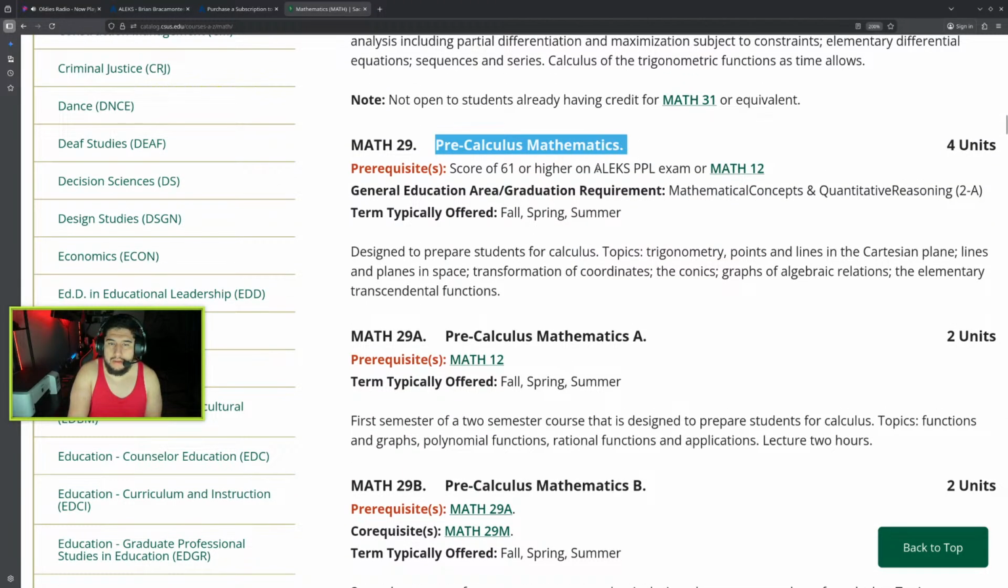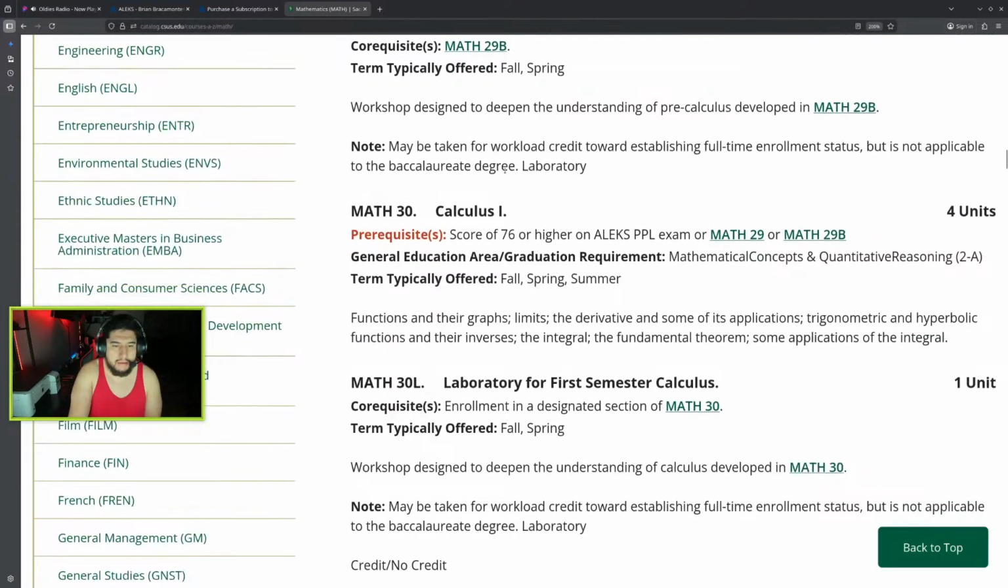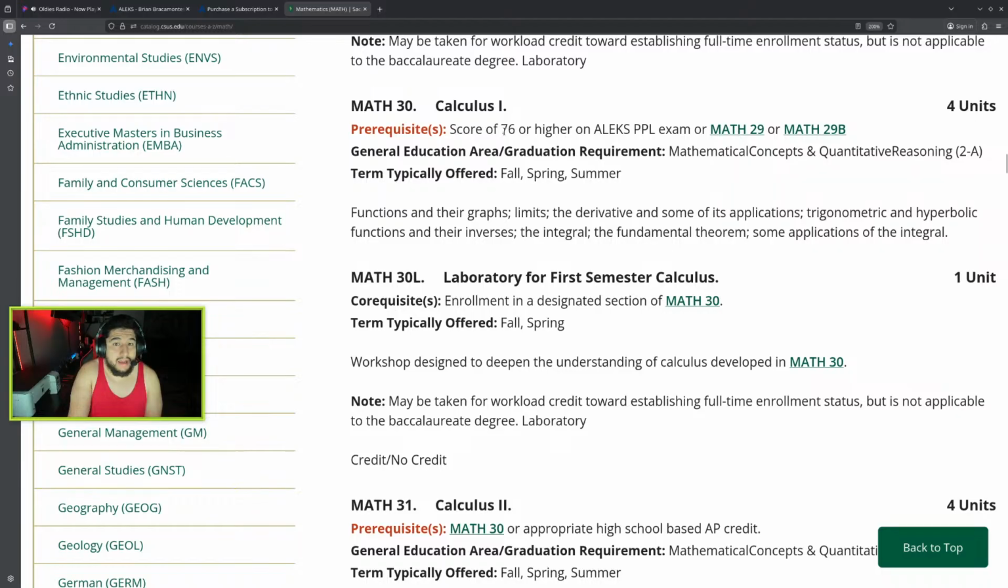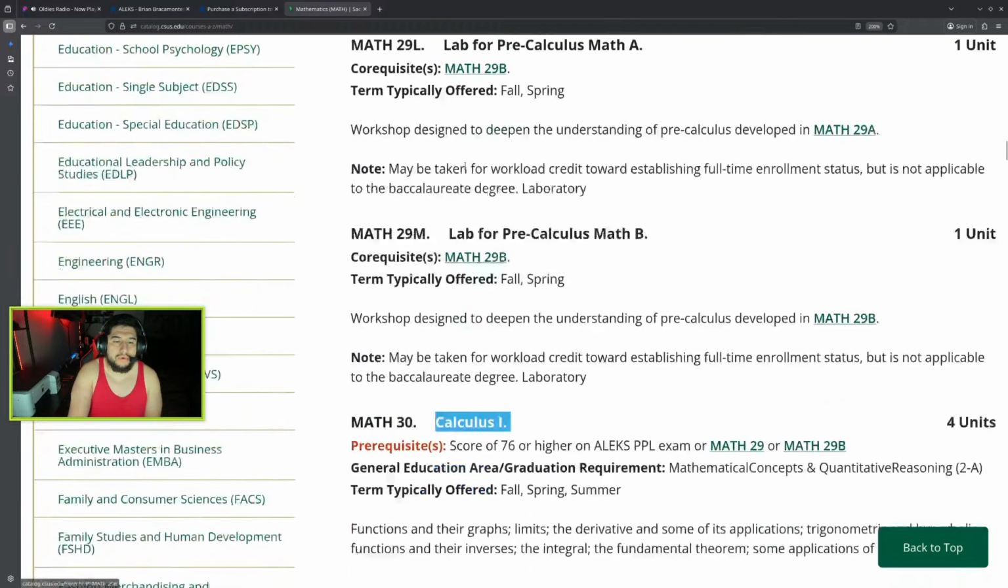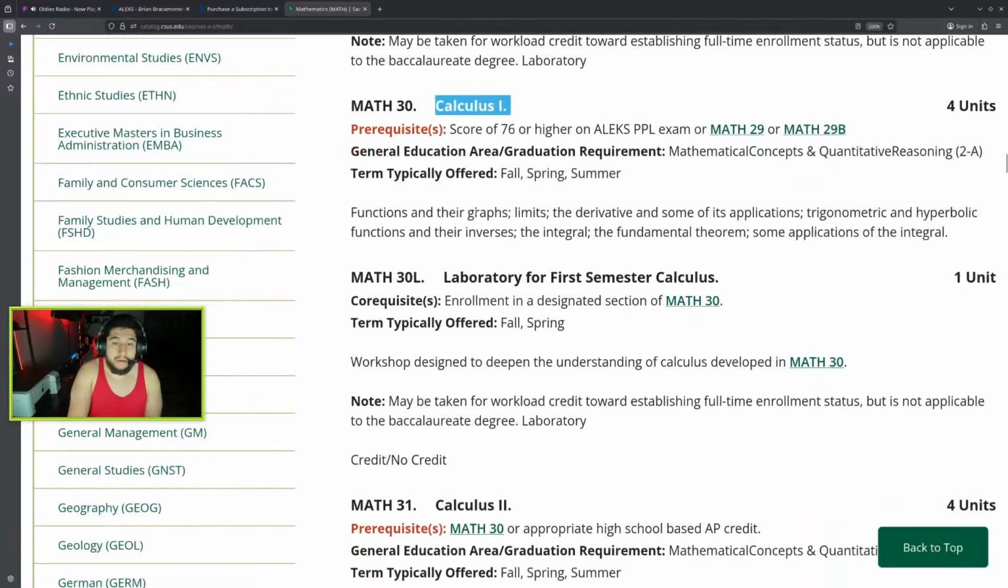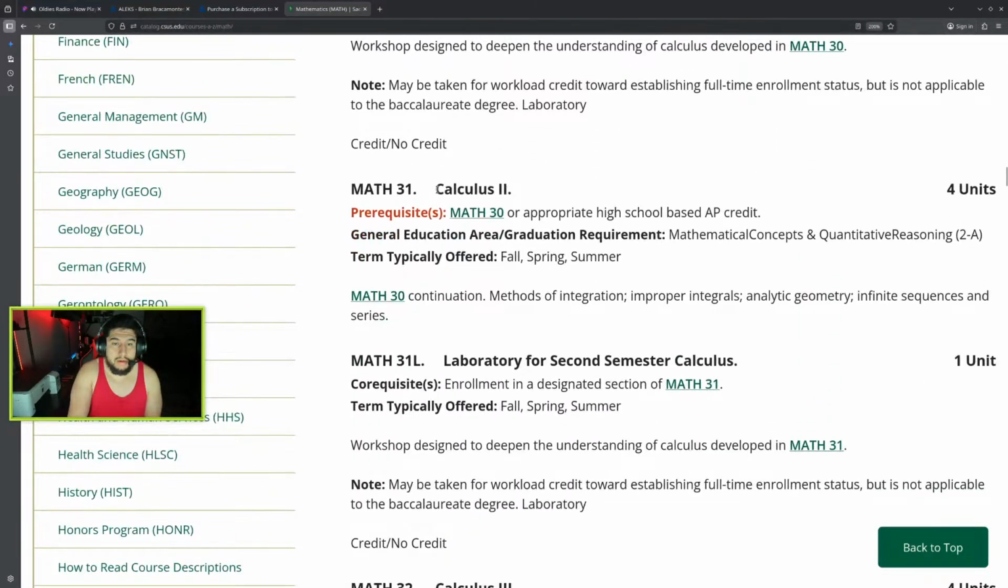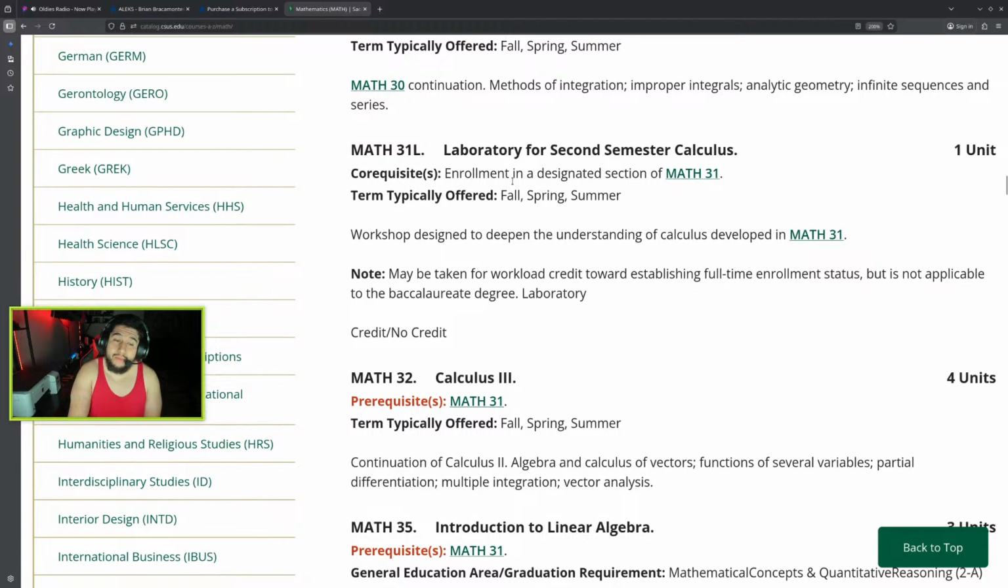Let's say I get a 61, between a 61 and a 75, then I won't be able to get into Calculus 1, and I'll have to take Math 29. But if I get a score of 76 or higher, then I'll just look for a Calculus 1. That way I could skip a whole class and then go into Calculus 2, Math 31.